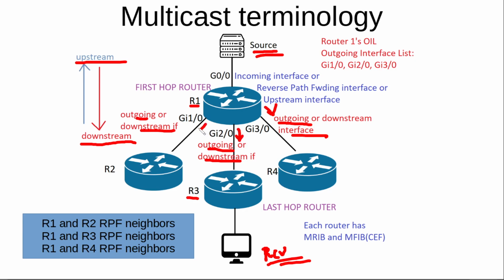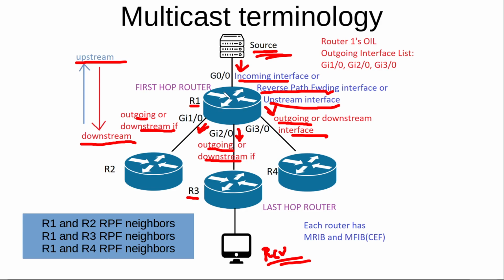Now, how about gigabit 00? Gigabit 00 is known as an upstream interface because it is closer to the source. It is also known as an incoming interface because multicast will be arriving at that interface. It is also known as the reverse path forwarding interface because it will comply with a reverse path forwarding rule that we will talk about later.